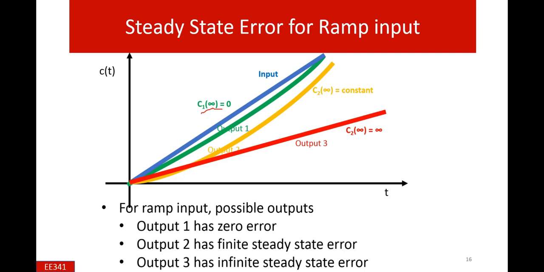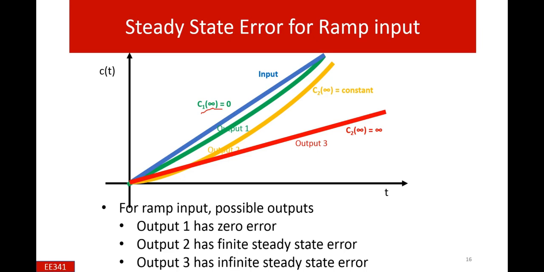And similarly, for the second output, the input and output make a constant difference after the transient behavior. It means there is a constant difference between the ramp input and the corresponding output, which is represented by the yellow color, as we observed in the previous example.